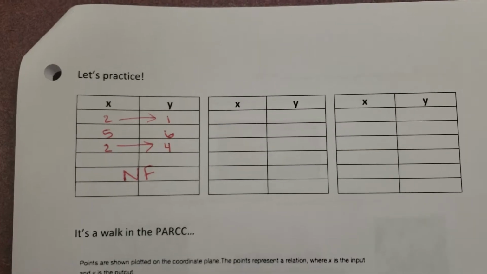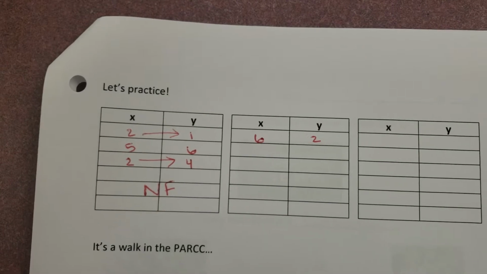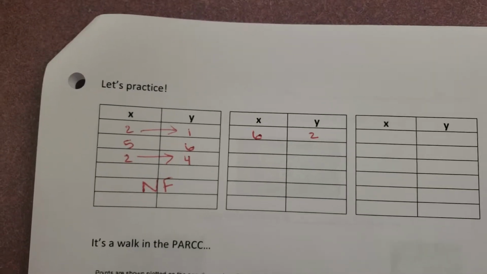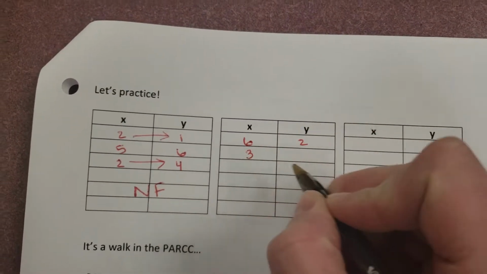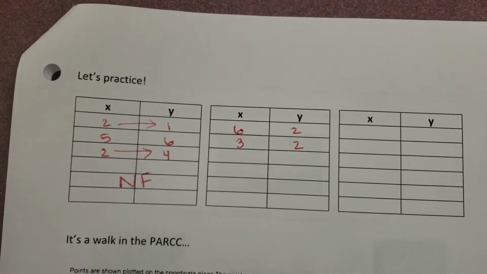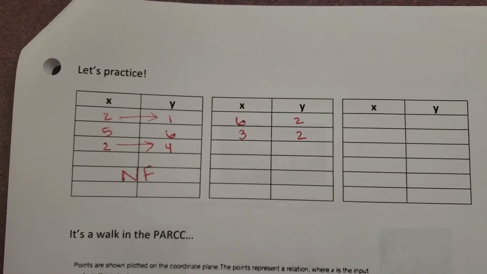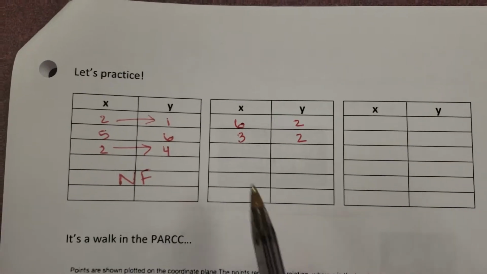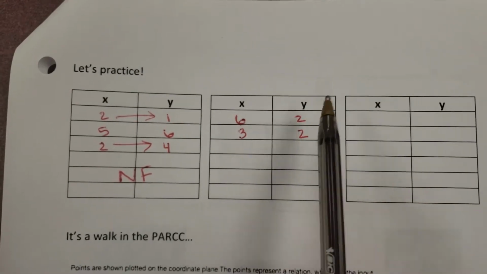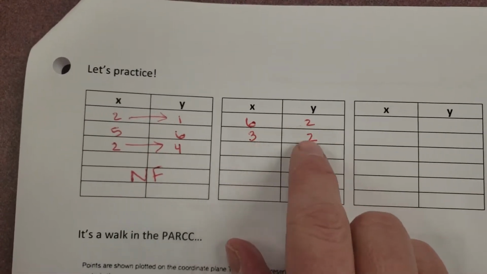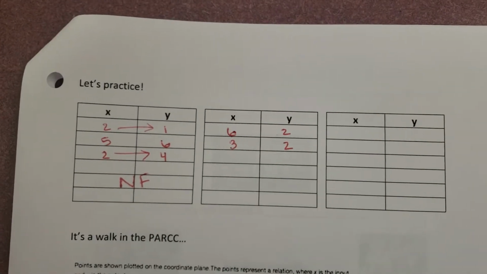Let's keep going. Okay, here we have 6 and 2. Obviously, that's just the first one, so we're still functional. Here we have 3 and 2. Suspicious. What do you think? Functional or not? Remember, every x has its own y, but y's can have multiple x's, right? So as long as 6 is with 2, 3 is with 2, and 3 is only with 2, 6's are only with 2's, that's still functional.